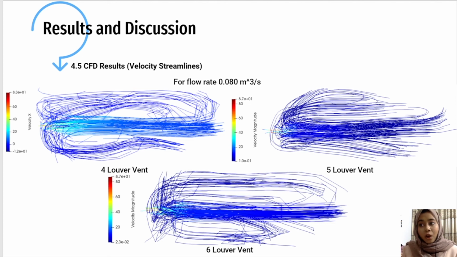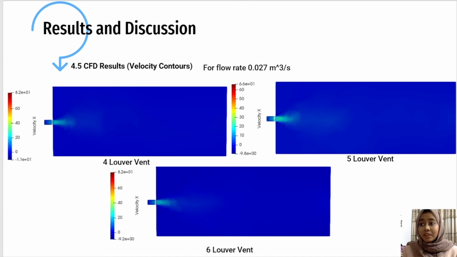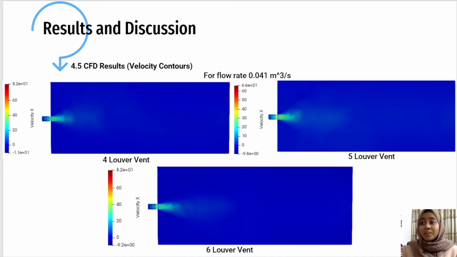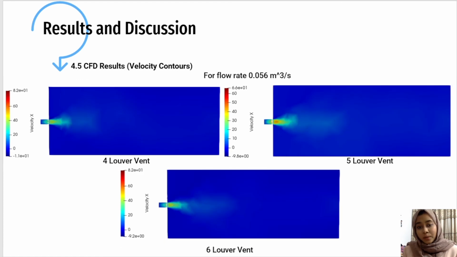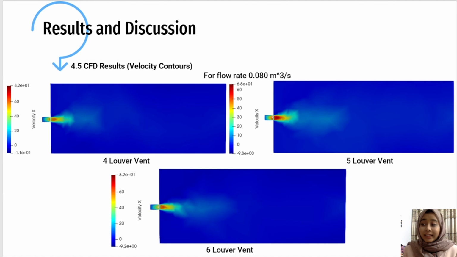Next, the velocity contours for 0.027, 0.041 meter cube per second, 0.056 meter cube per second, and 0.080 meter cube per second. What you can clearly see is that the velocity retains much more for the 5 louver vent, and the airflow also travels a much farther distance compared to both the 4 louver vent and the 6 louver vent.